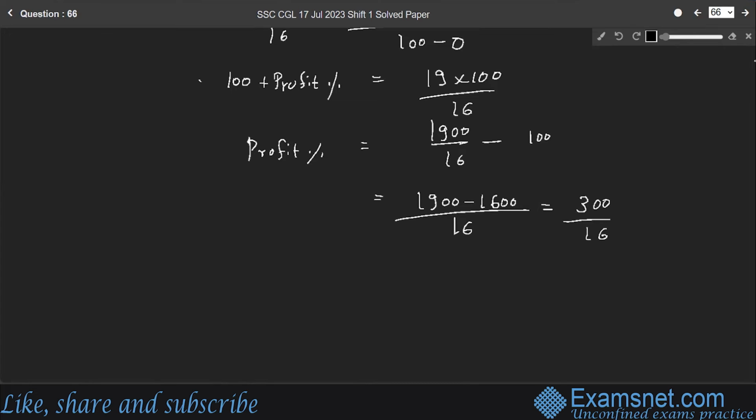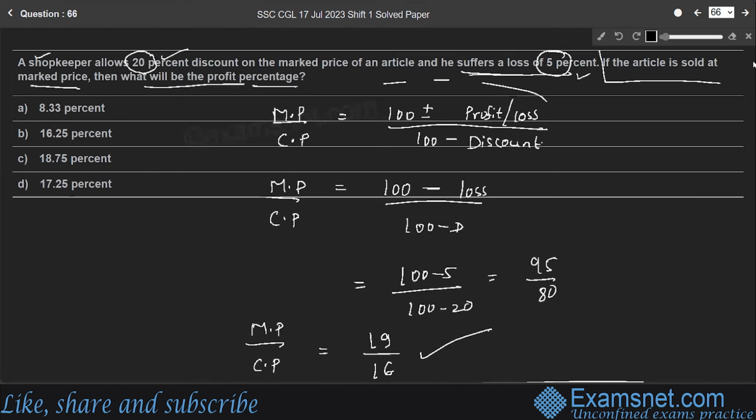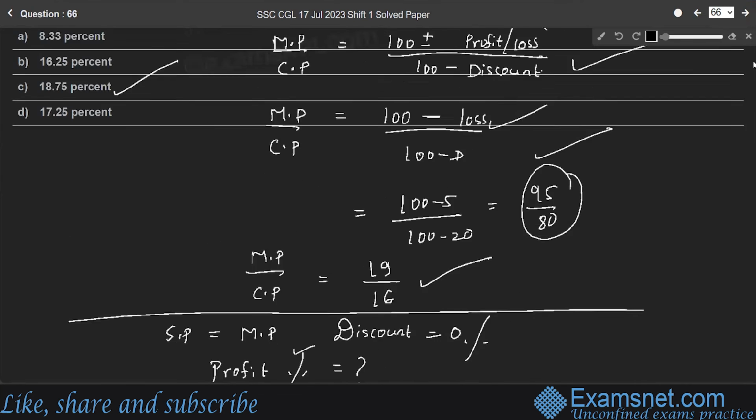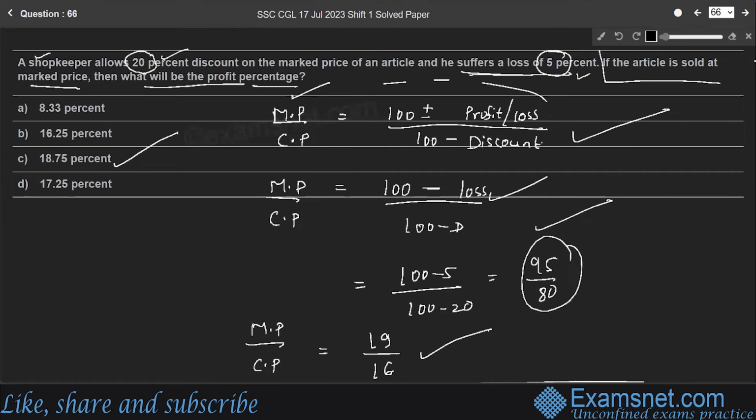So finally we'll get 18.75% as the profit percentage, right? Therefore 18.75%, option C is the right answer. The only thing is we need to take the ratio of market price to cost price. If there is a loss, apply the formula here. Take the ratio, substitute this ratio in the profit formula, and you'll get the profit percentage. So option C is the right answer.